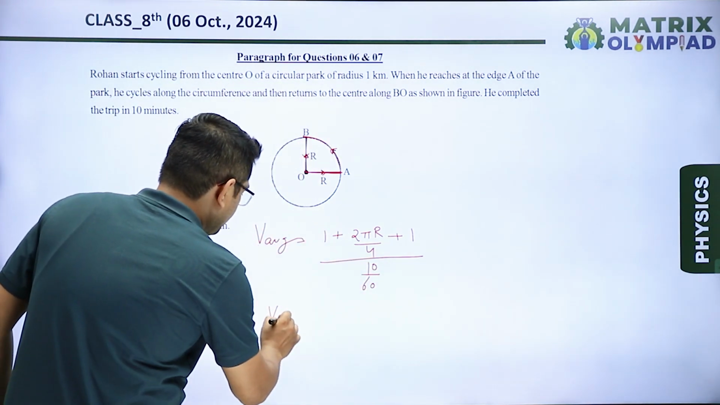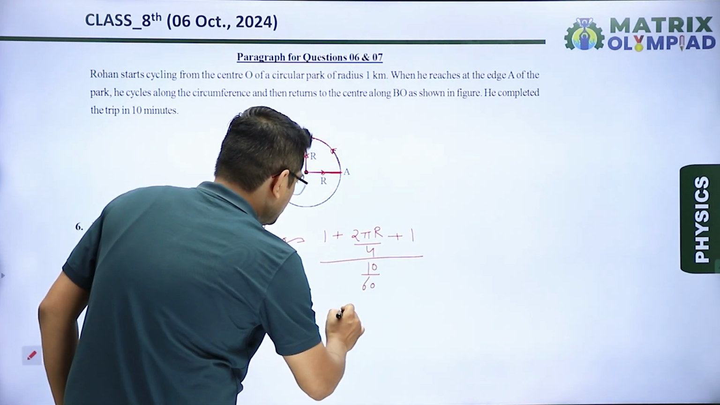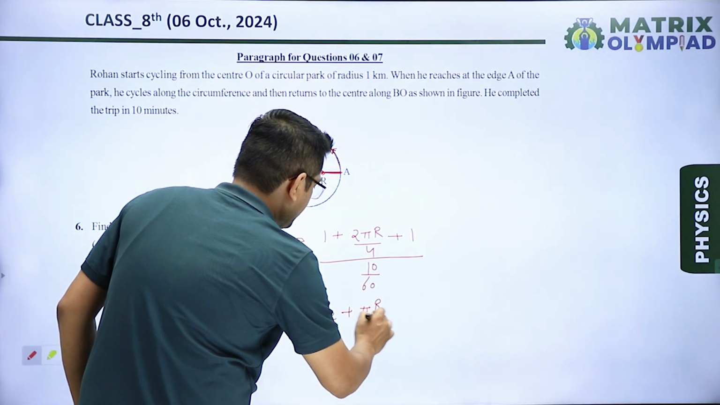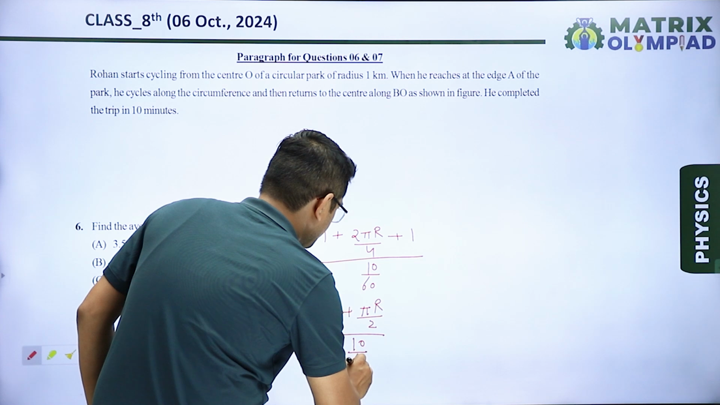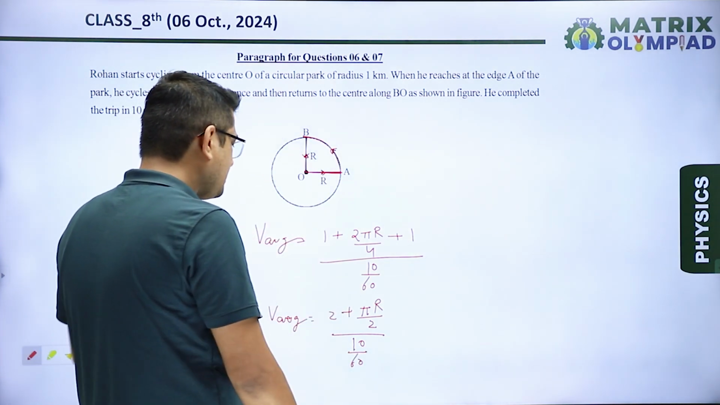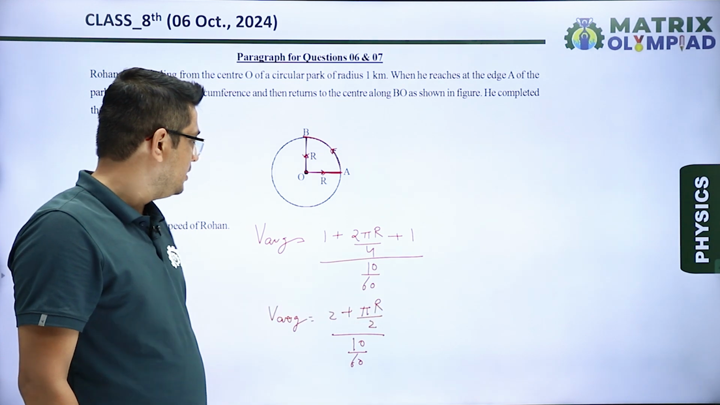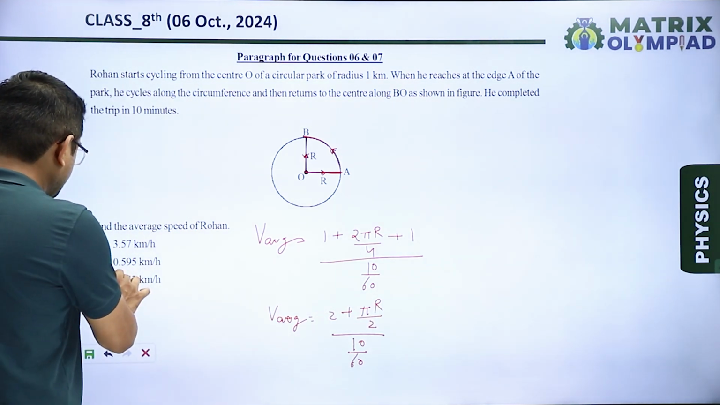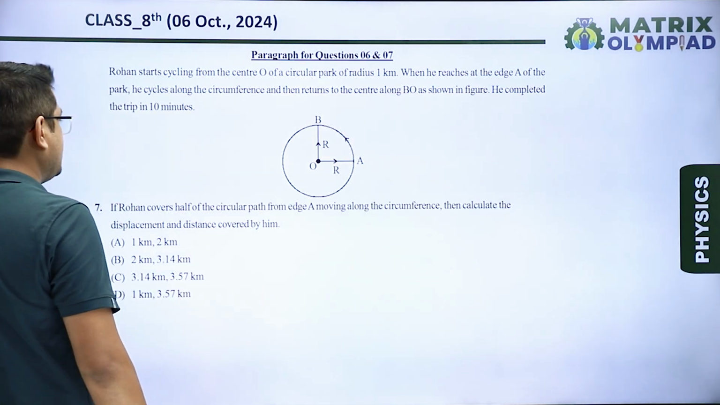Okay, so V average is equal to, it becomes 1 plus 1 plus, by solving this, it becomes pi r divided by 2 divided by 10 upon 60. Now putting the values of pi as 3.14 and r as 1 kilometer, we will get the answer, option C. Okay, next question which is based on the same paragraph.